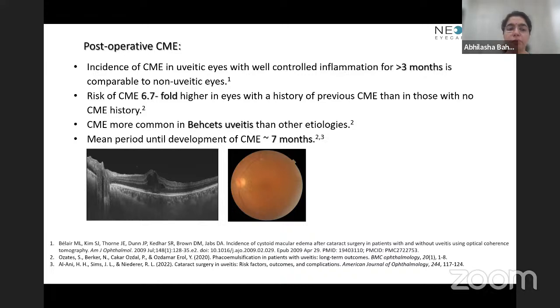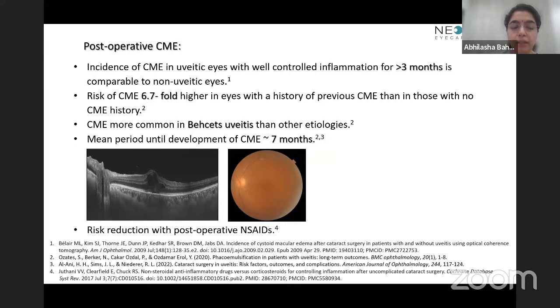And cystoid macular edema is, as expected, more common in Behçet's uveitis than in other etiologies. The mean period until development of cystoid macular edema is about 7 months. So once there is CME, this can be controlled with local steroids. And the risk of CME can be reduced by using postoperative non-steroidal anti-inflammatory drugs.